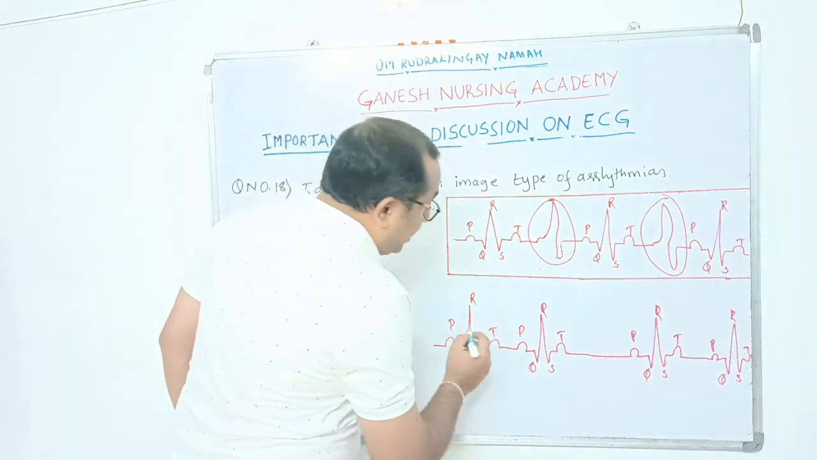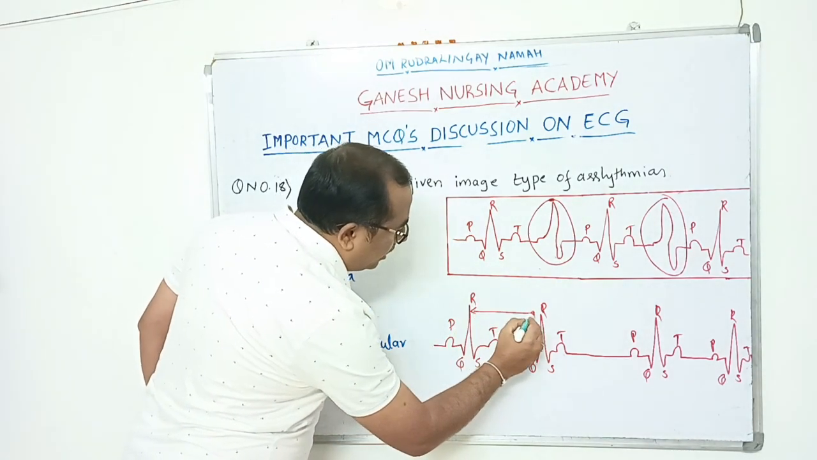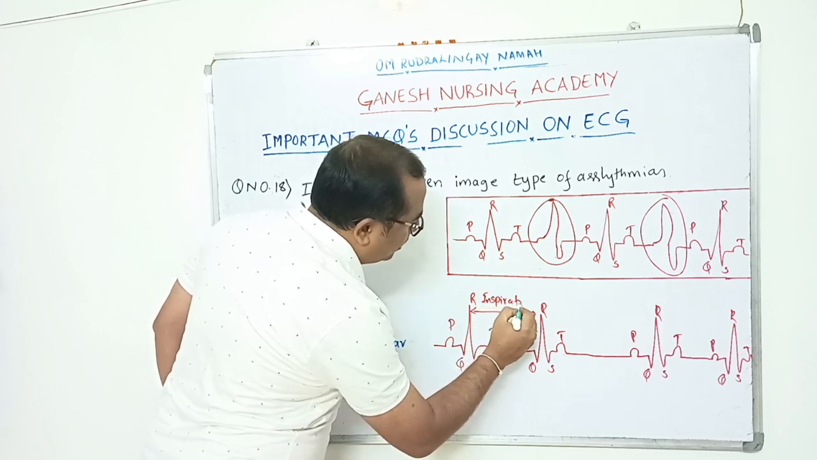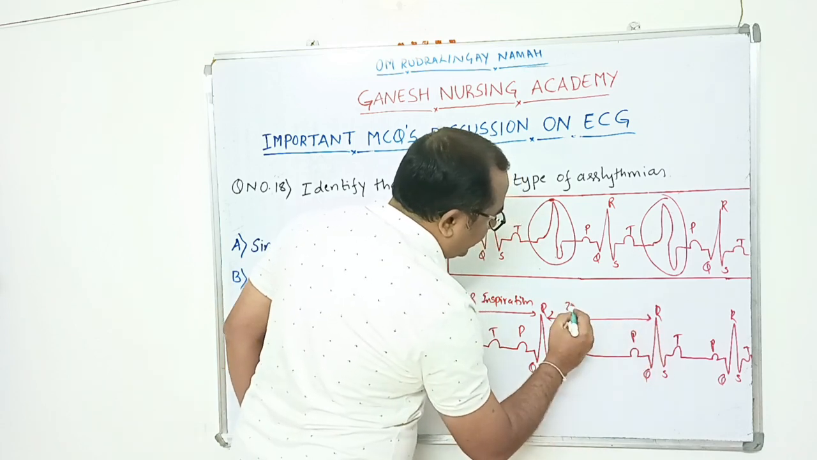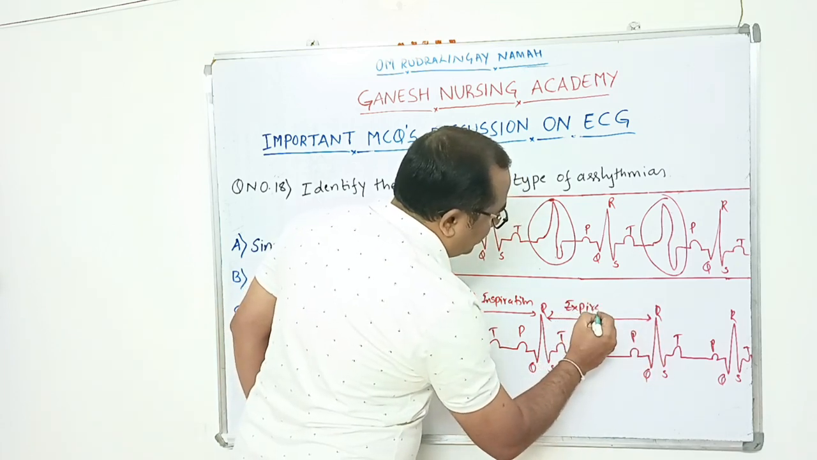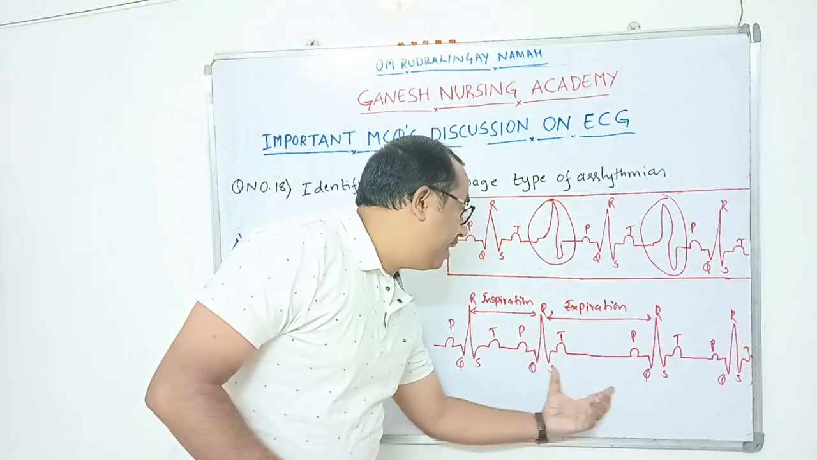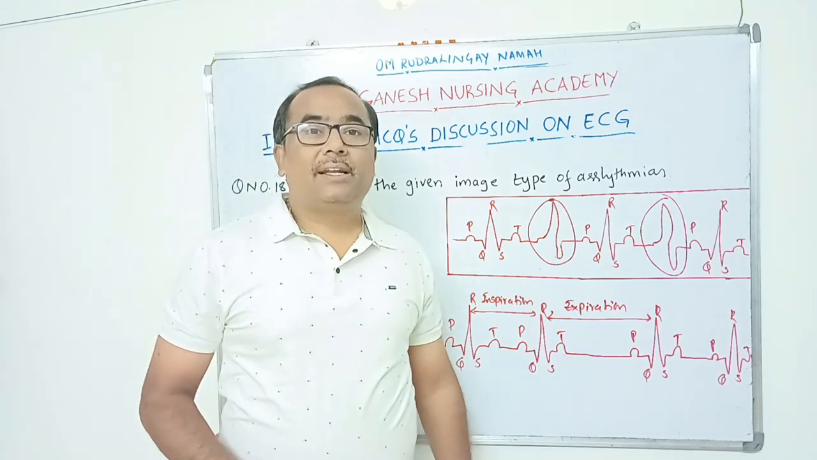The distance between two consecutive P waves and R waves shortens during inspiration, and during expiration, that is exhalation, the distance between two consecutive P waves and R waves widens. So this pattern of rhythm is known as sinus arrhythmia.